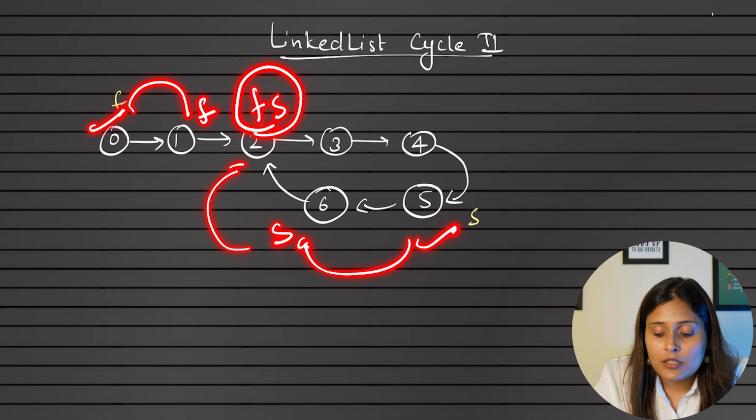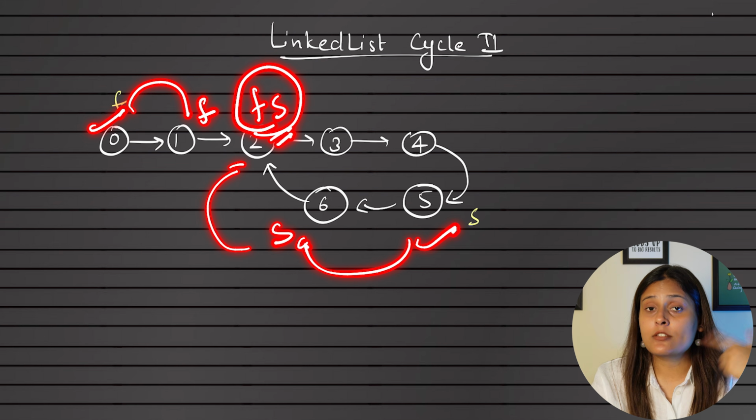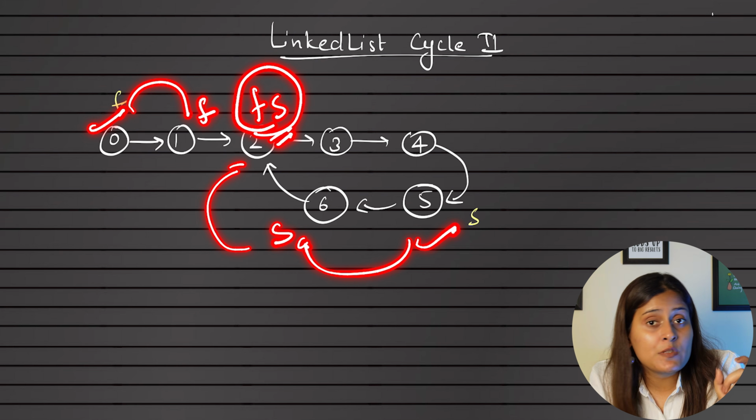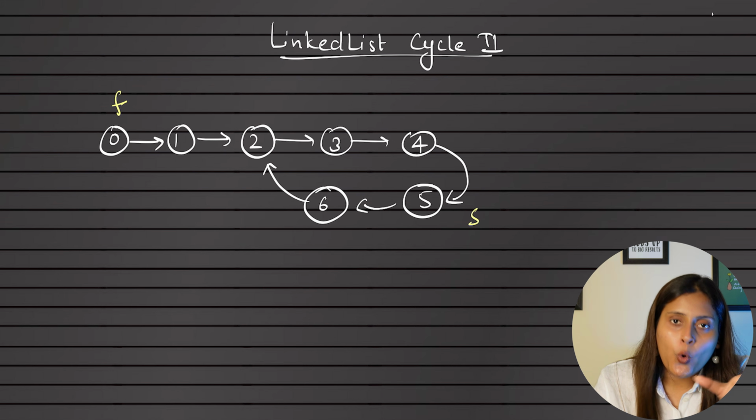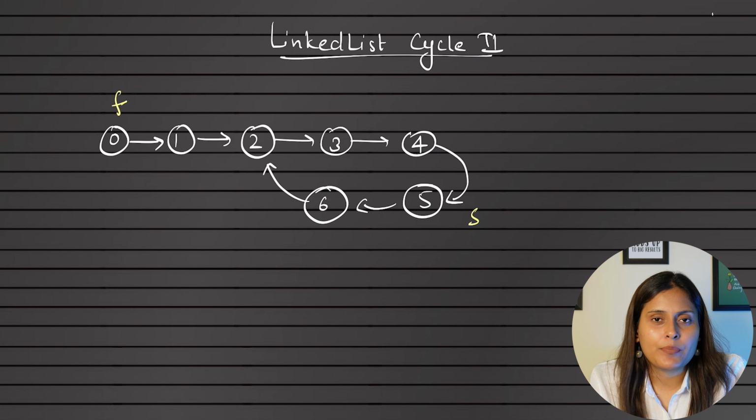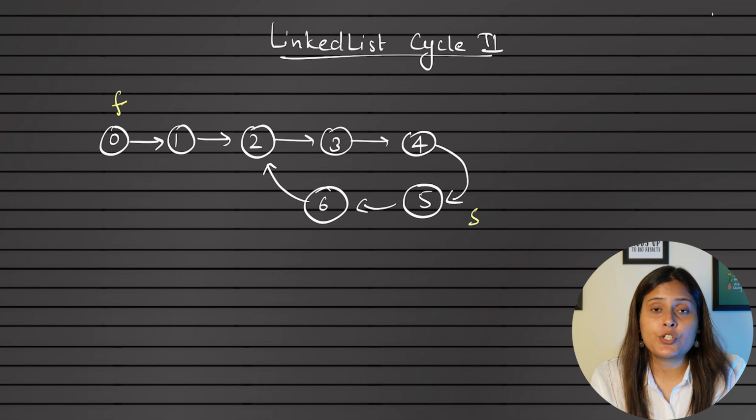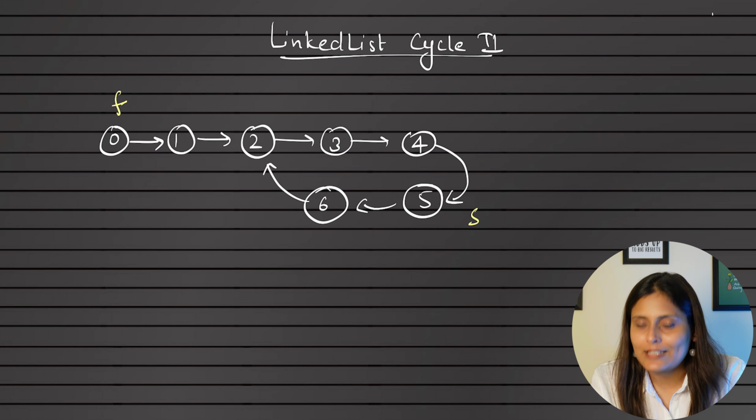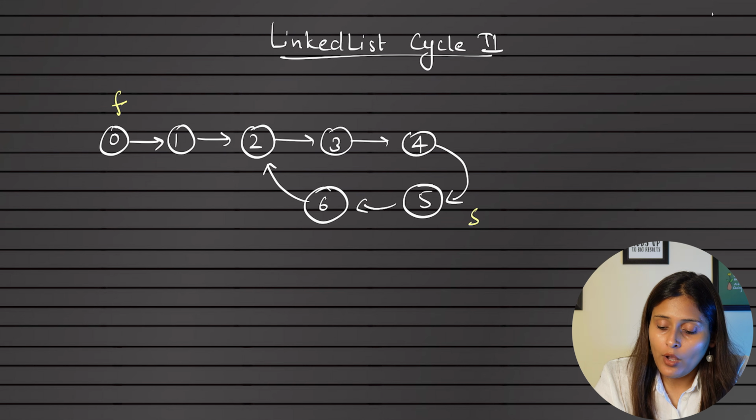So now the node where fast and slow meet again, this time with the same speed, will be the node where the cycle starts. But how do we get this? There is a proper definition or proper proof for that. Let's do that. Do you remember where they met?